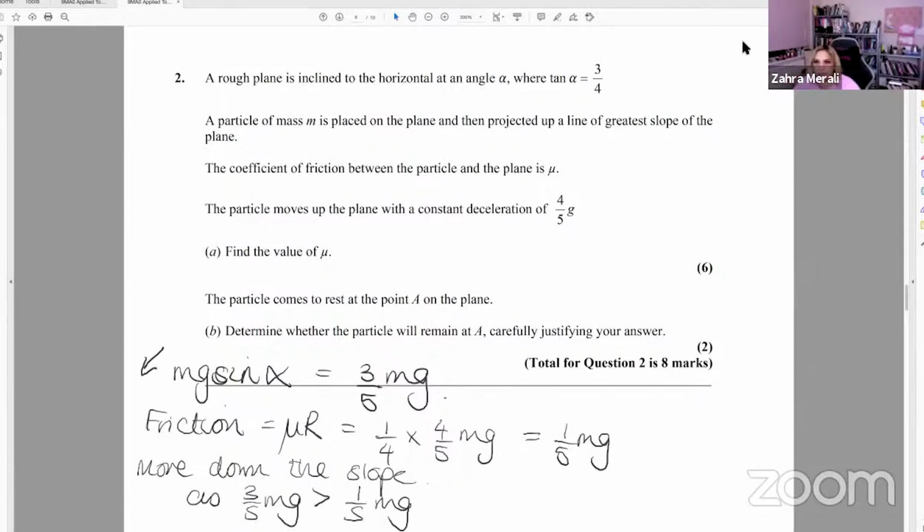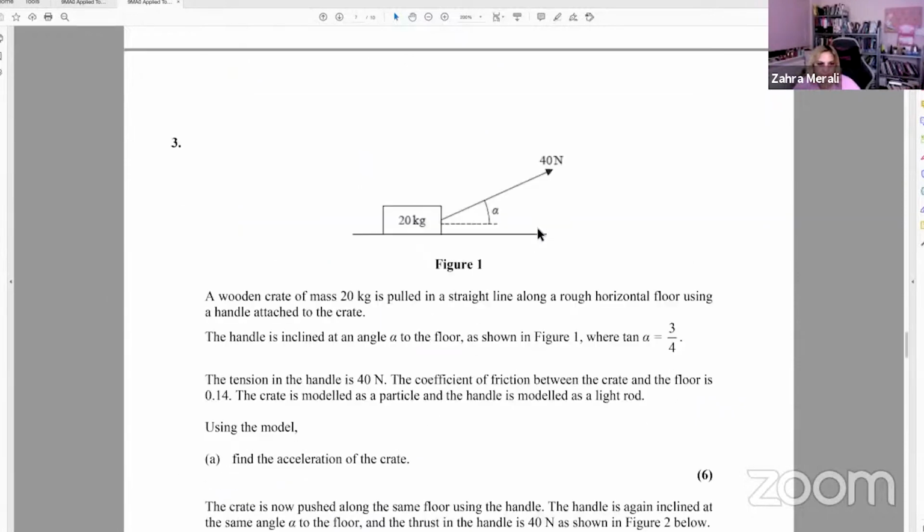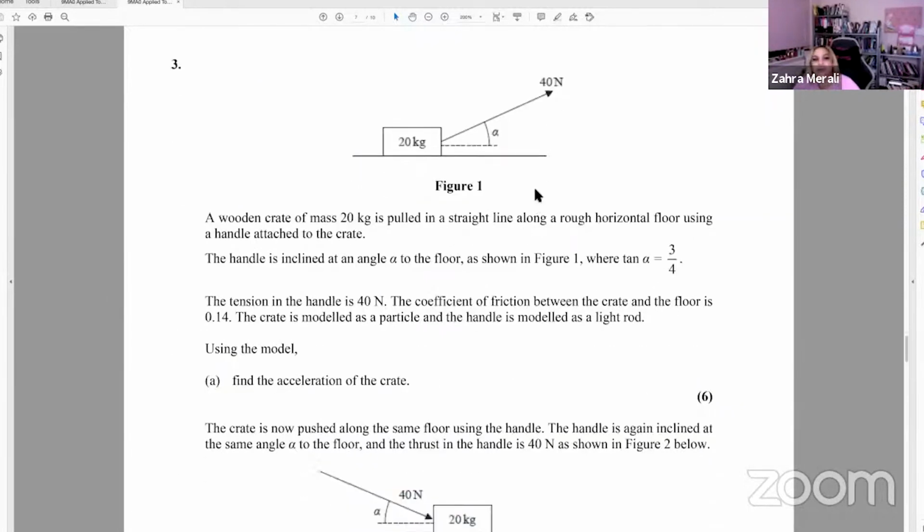Right, next question. A wooden crate of mass 20 kilograms is pulled in a straight line along a rough horizontal slope using a handle attached to the crate. They do like tan alpha is 3/4 here. It also just makes the calculations nicer. You almost don't need a calculator. So sine alpha is 3/5 and cos alpha is 4/5.